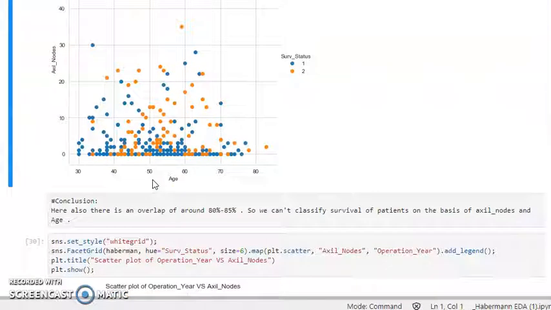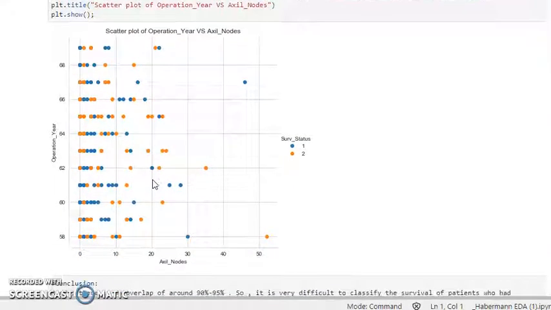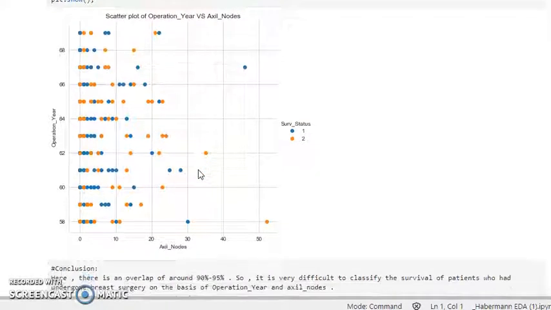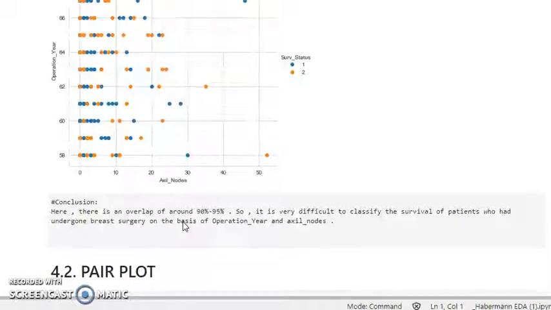Now let's look at the third plot. The third plot is again a scatter plot between two features known as axial nodes and operation year. And this is not such an overlapping plot. We can still define something here. There's an overlap of around 90 to 95% in this particular graph as well. So definitely it is also difficult here to classify the survival status of a patient who had undergone breast surgery on the basis of the operation year and the axial nodes. So again, it's pretty hard here.